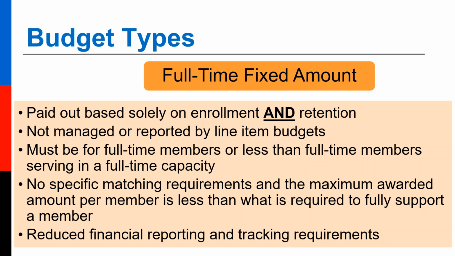While there are not specific matching requirements, the maximum awarded amount per member is less than what is required to fully support a member, so organizations must still raise the additional funds needed to administer the program. Full-time fixed amount budgets also have reduced financial reporting requirements, and this budget type is available for previously funded and recompeting applicants only.